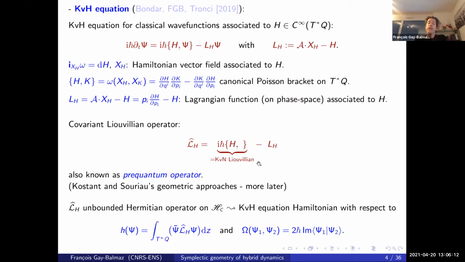Interestingly, this self-adjoint operator also appears as the pre-quantum operator in the process of geometric quantization. I will explain much more about this later; now it's just an observation. I recall this KVH equation is for classical mechanics: Hamiltonian systems with respect to this Hamiltonian and this symplectic form.